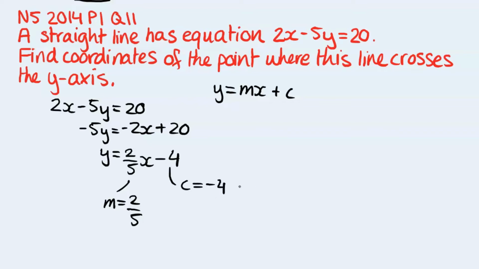That doesn't actually answer the question, we need to give it in coordinates, so it'll be (0, -4). Okay, so we have the x coordinate and then the y coordinate here. So this will be the final answer, okay? So just remember, just rearrange it into the form that you're used to: y is equal to mx plus c.